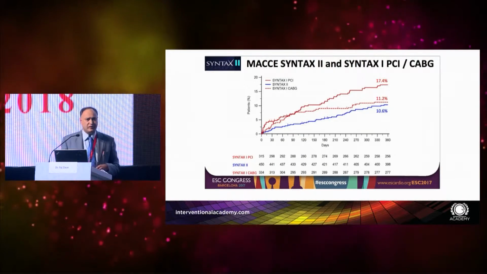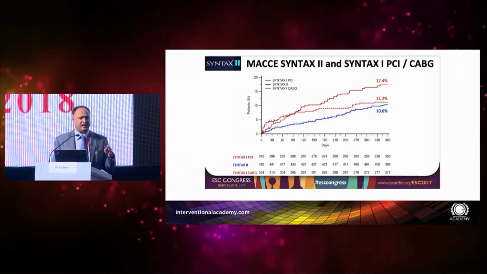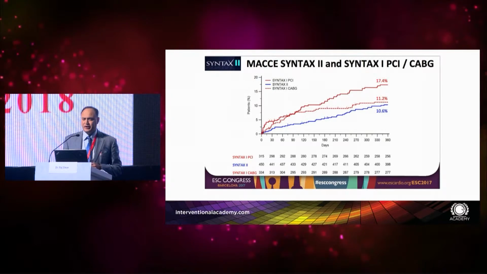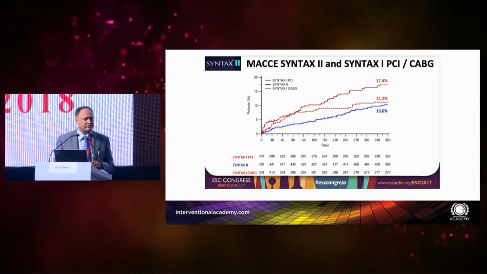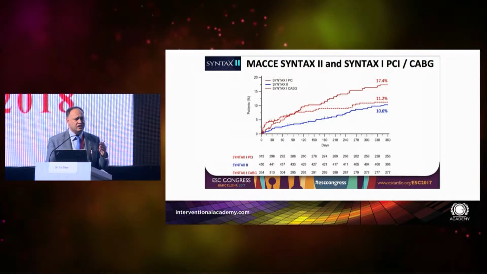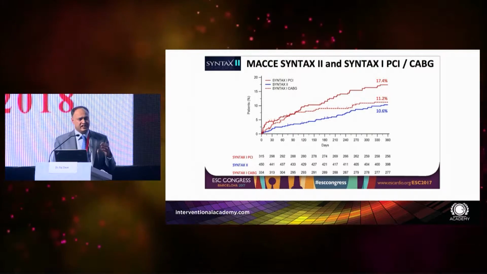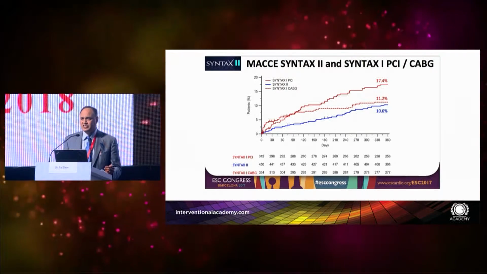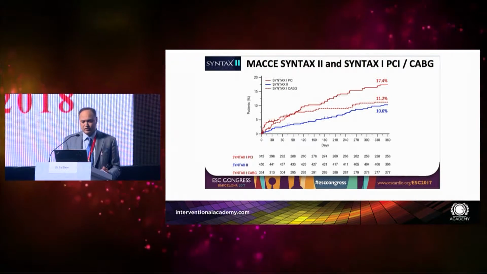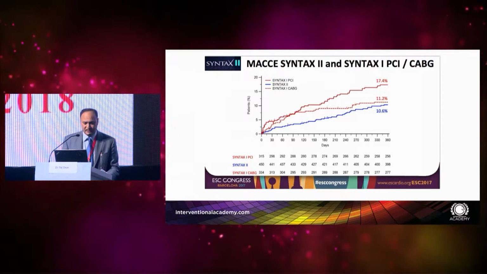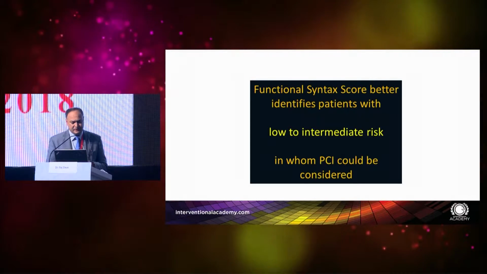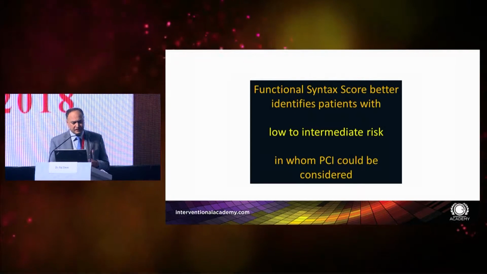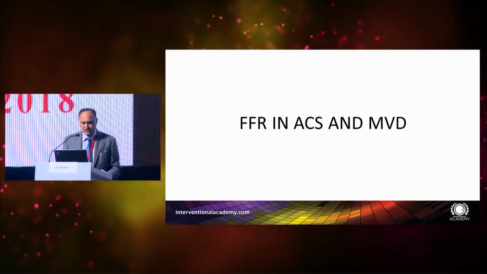Now let's superimpose the CABG data from the Syntax 1 and compare that to an optimized PCI treatment of the Syntax 2. And you can see that the Syntax 2 optimized PCI wins even against CABG. At least it's not inferior to coronary artery bypass grafting in these patients. So the functional Syntax score better identifies patients with low to intermediate risk in whom PCI could be considered.